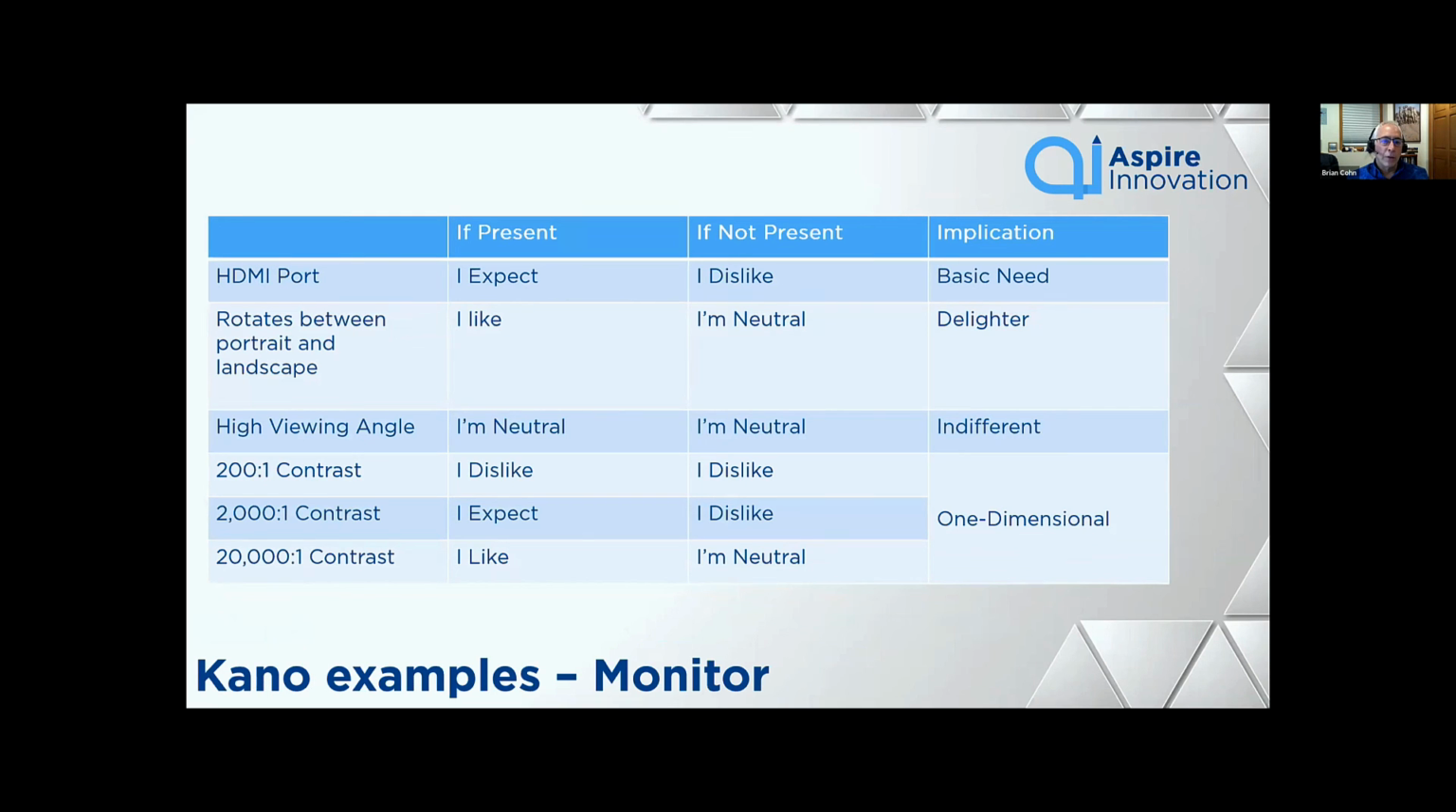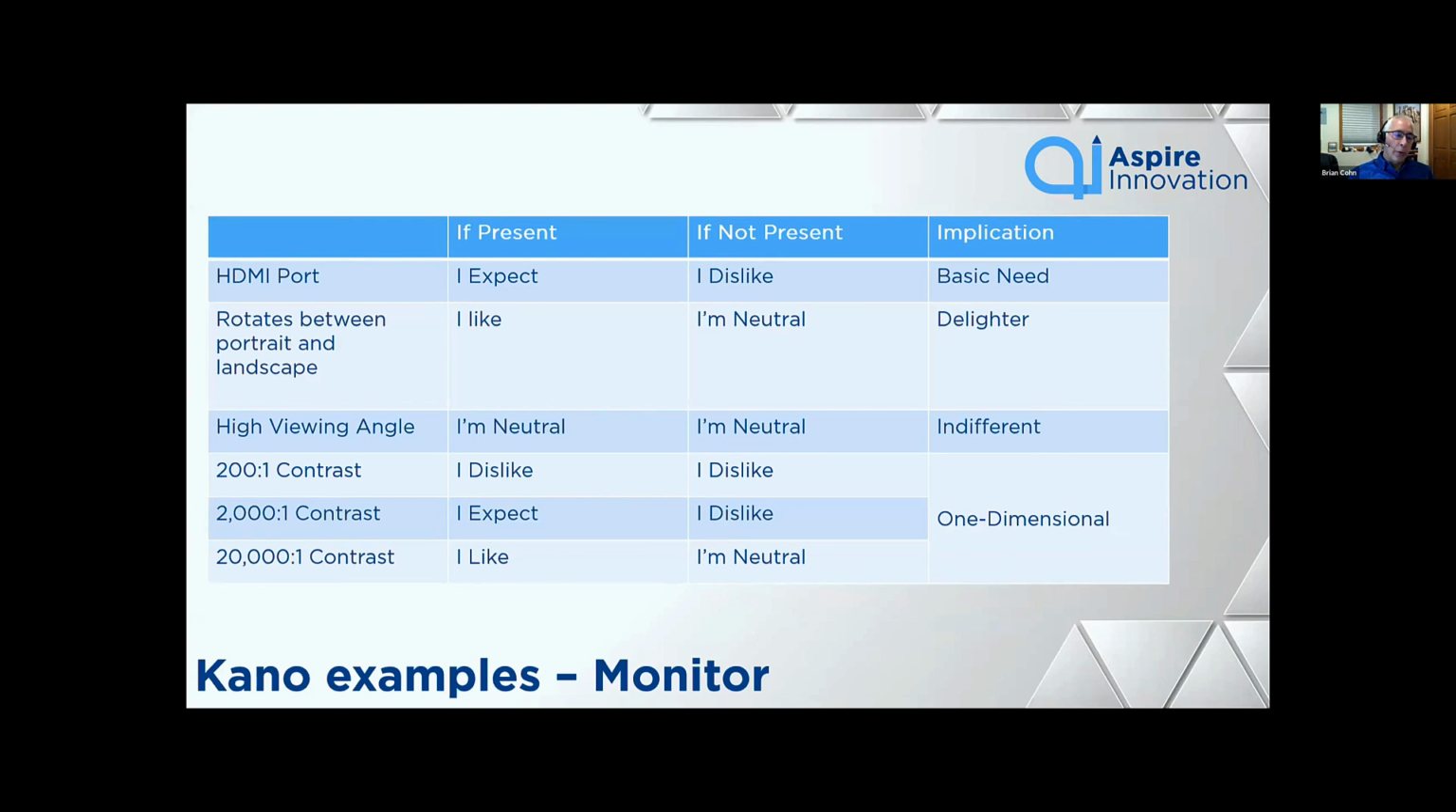And there's sort of a model for thinking about how do I think about these things and how can I tell which category it goes in. And you think about it, obviously we want to ask customers about this, and here I've just picked an HDMI port example. If it's present, I expect that. If it's not present, well, I'm really unhappy. And when you have that kind of combination, we get into a basic need.